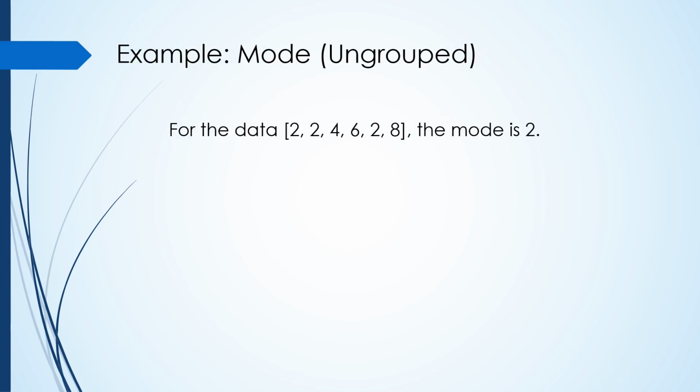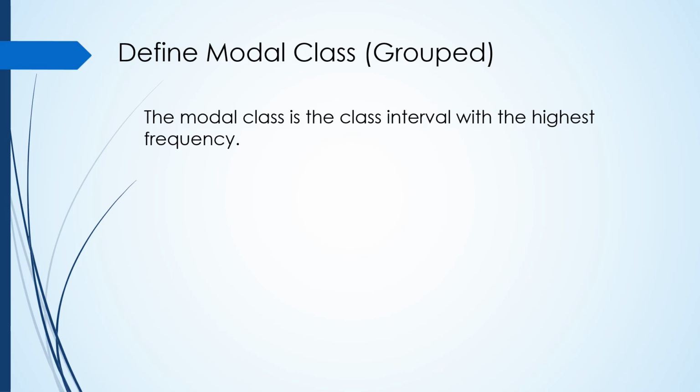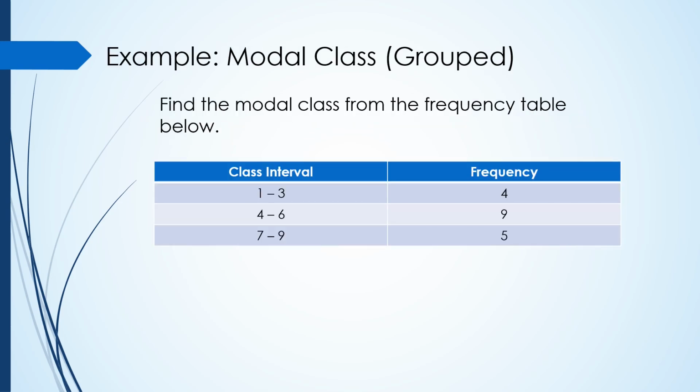Let's consider this example. For the data 2, 2, 4, 6, 2, 8, the mode is 2, since 2 appears 3 times, which is more than any other value. The modal class is very simple and straightforward. It is the class that corresponds to the highest frequency. From this example, we see that 4 to 6 has the largest frequency, so our modal class is the interval 4 to 6.